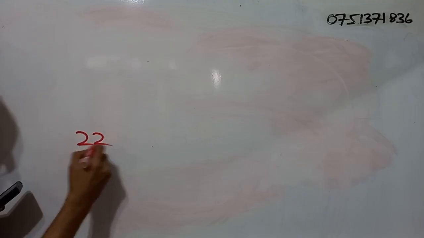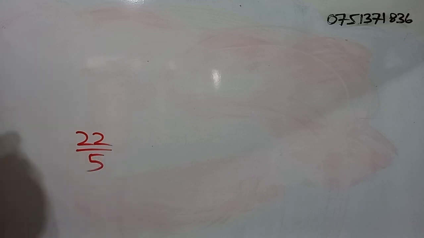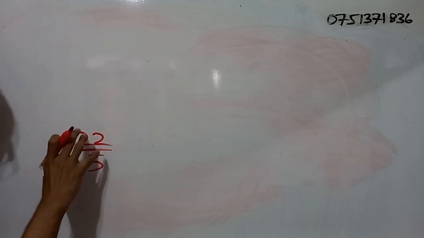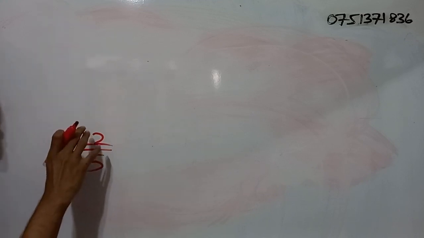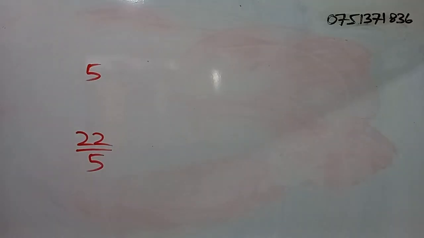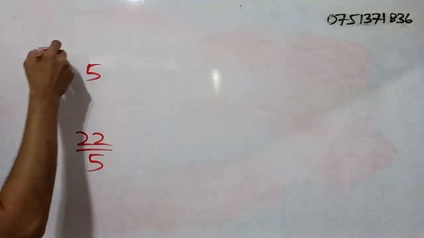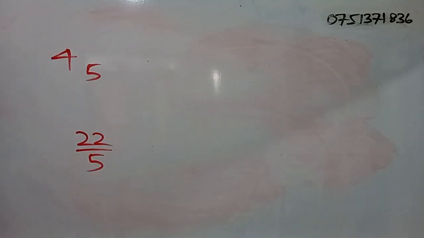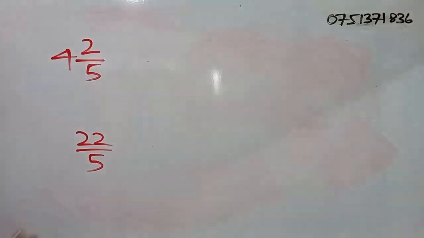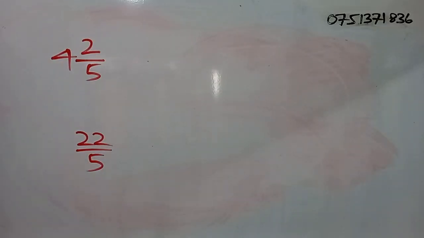So the next fraction that we have is 22 by 5. When we convert this fraction into a mixed number, the denominator will be the same. So here it will be 5. So we know 5 into 4, that is 20. Add a 2 to get to 22, right?